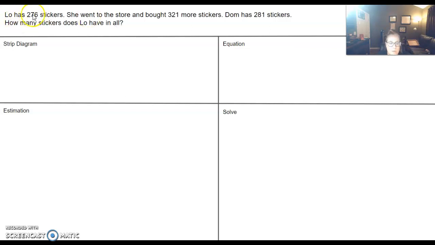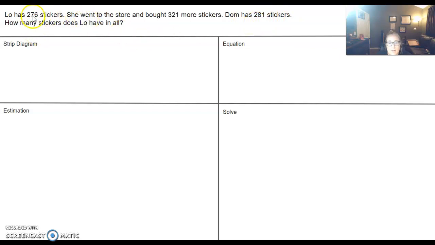Lo has 276 stickers. She went to the store and bought 321 more stickers. Dom has 281 stickers. How many stickers does Lo have in all? Well, again, I'm looking at this and I see three numbers. So part of me wants to say this is my two-step problem. But my question is only asking about Lo. It has nothing to do with Dom. So Dom is just extra information that I don't need to know. So really, I just need to know about Lo.